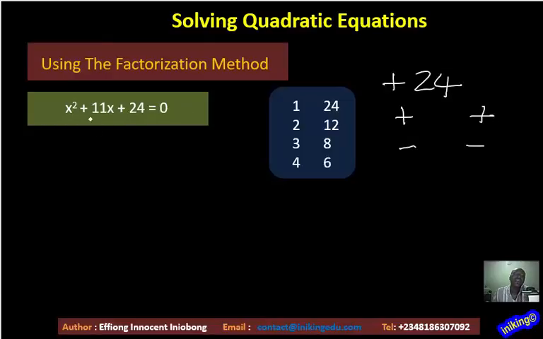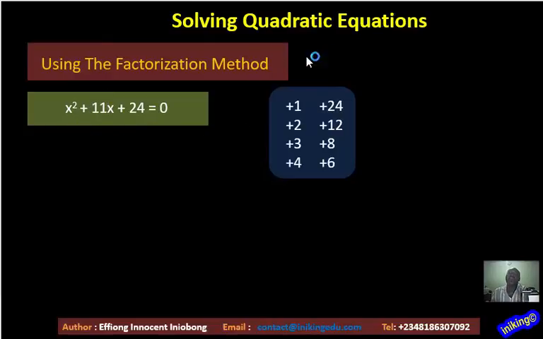Now the sign attached to 11 here, this plus 11, simply says, let's go for plus plus, because the two numbers we are going to make use of here will be coming in to replace our plus 11x. So we say, okay, because this is positive, I'm going to use plus plus. So I attach positive signs to all of them, and that implies plus 1 plus 24 here will give us plus 25.